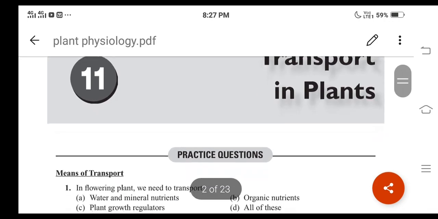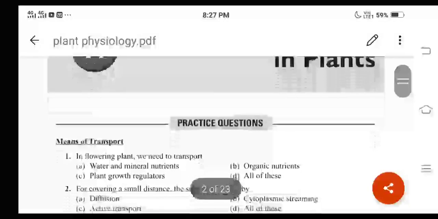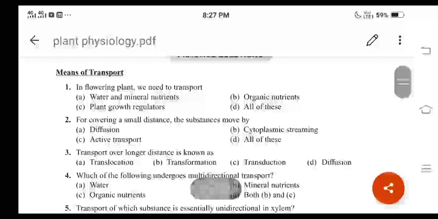Okay, and here question number one. In the first concept, means of transport, this is the subheading, right? In the means of transport, the different questions are like this.